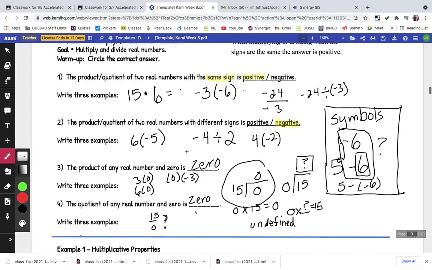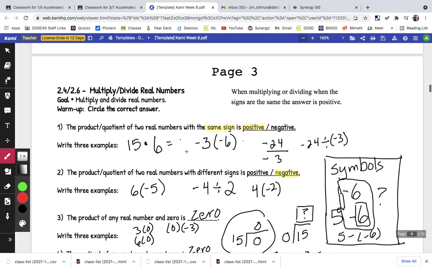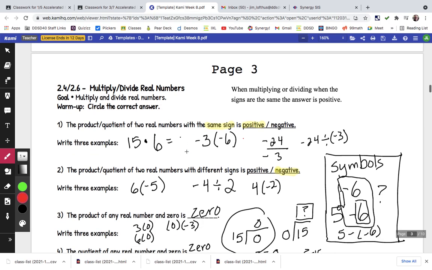So we went to page 3 and we talked about some statements. The product or quotient of two real numbers with the same sign is either positive or negative, and it is positive. So same signs, let me just write in here in red. This is actually a positive 15 and a positive 6. We multiply those together, we get a positive answer.